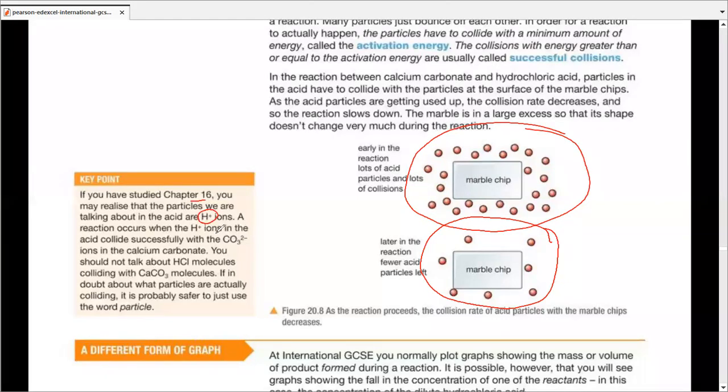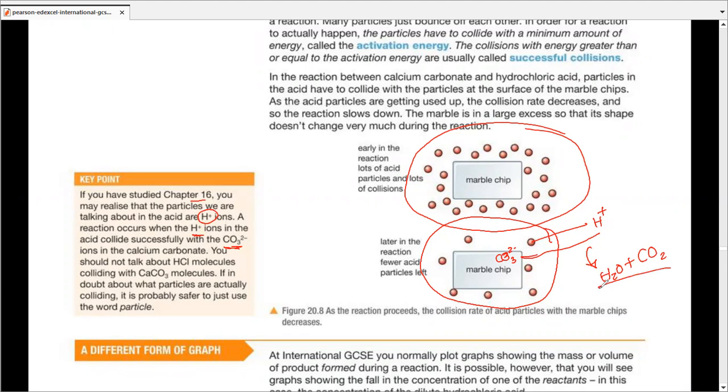Now you need to understand that in the previous chapters, you do understand acids basically have hydrogen ions, H positive ions, and a reaction occurs because H positive ions collide with the carbonate ions and they produce water and carbon dioxide. So you should understand these red particles are not the entire acid molecules. These are the H positive parts. And this marble chip has a CO3 negative 2 part, and both of these parts react to form water plus carbon dioxide, which were the only two products of the reaction.